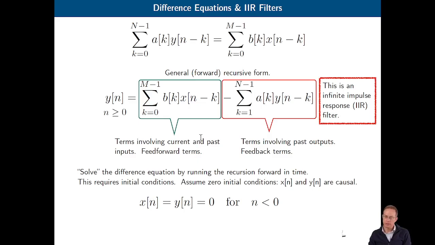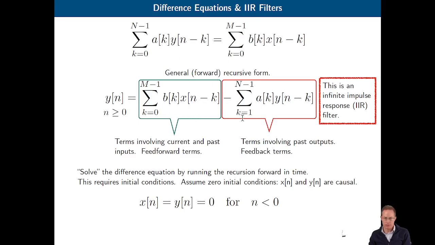Now, if we repeat those steps for the general case, not for the simple 3-term case that we were looking at just a minute ago, notice we can do the same thing. We can assume that A0 is equal to 1. We can solve this equation for y of n, and we get these feed-forward terms that you see here showing up in the blue box, and then the feedback terms.